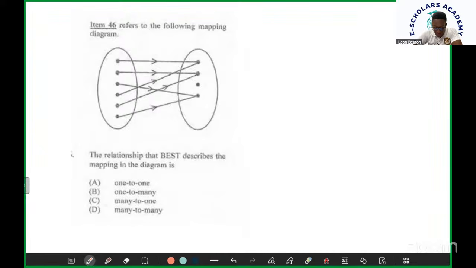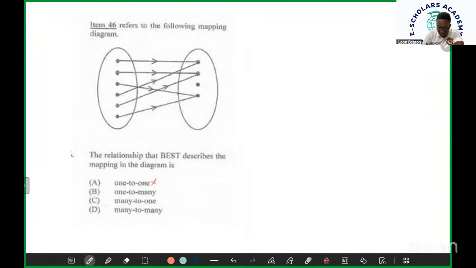So we got 1-to-1, 1-to-many, many-to-one, many-to-many. So for a 1-to-1 relationship, one element from here maps onto only one element. So let's see. 1 is going to here, but this one is also going to here. So nah, that can't work as a 1-to-1.